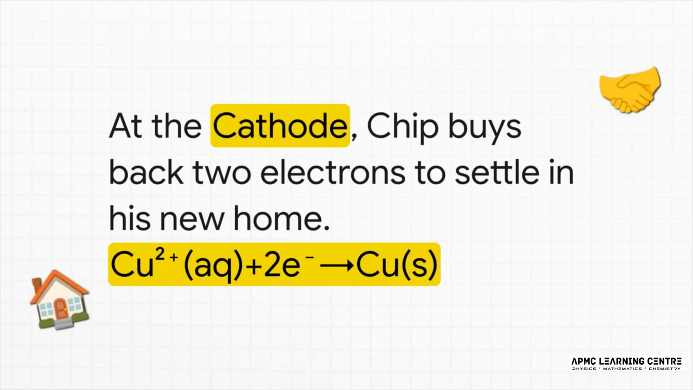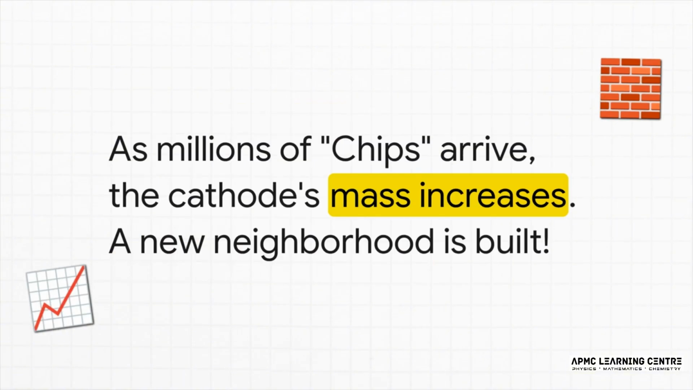So after his swim across the marketplace, Chip finally arrives at the cathode, the buyer's counter, and waiting there for him are 2 electrons. He snags them in a process we call reduction, and that transaction turns him right back into a solid neutral copper atom. And just like that, he settles into his new home on the surface of the cathode. And just as the anode shrinks, the cathode does the opposite. It grows. As millions of chips finish their journey and settle down, it's like a brand new neighborhood is being built, one atom at a time.